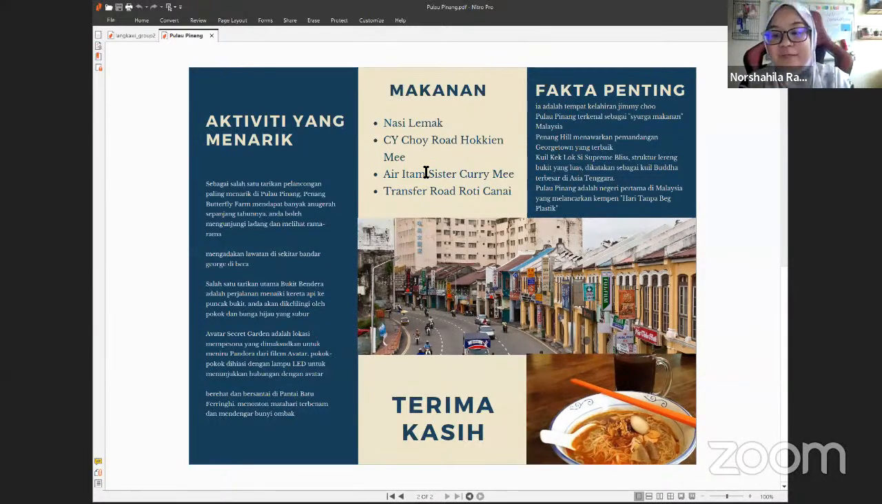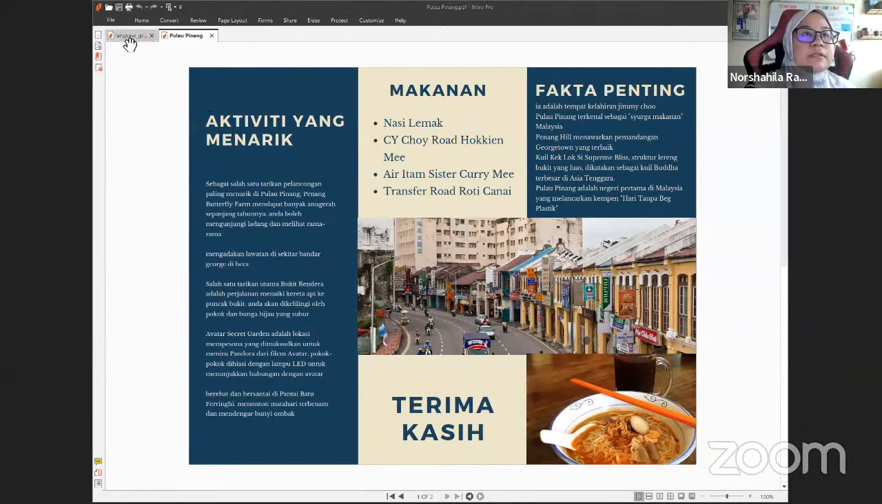As I said, Pulau Pinang actually is a food paradise. So they have a lot of food places that you can cover, hipster places, or you want to cover only a normal store. This part they also put the important facts that you can know about Pulau Pinang, and then that's all. Okay, they do this one.